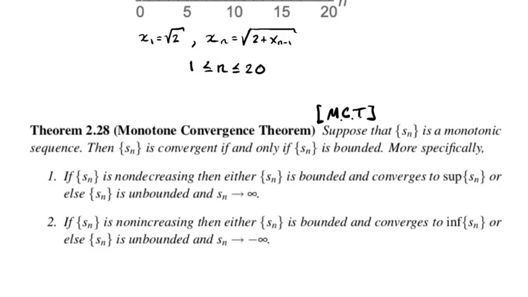Okay, so what does it say? Well, it says if you take a monotonic sequence, so remember what that means. A monotonic sequence is either increasing or decreasing, or non-decreasing and non-increasing. We don't know which one, but it's one of those 4 flavors, I like to call it. So that's our assumption, that we have a monotonic sequence. And then the theorem is saying that the sequence is convergent if and only if it's bounded.